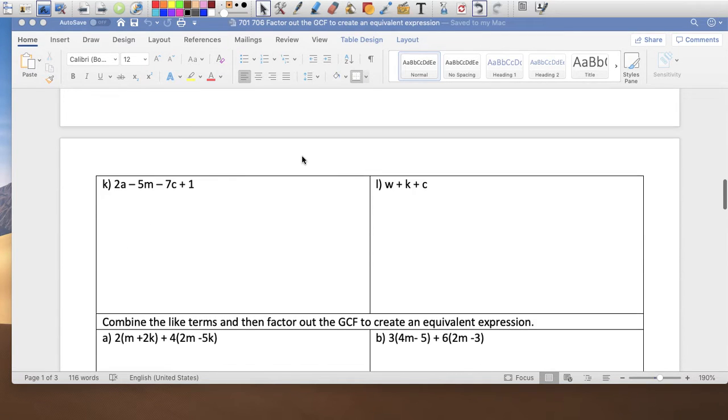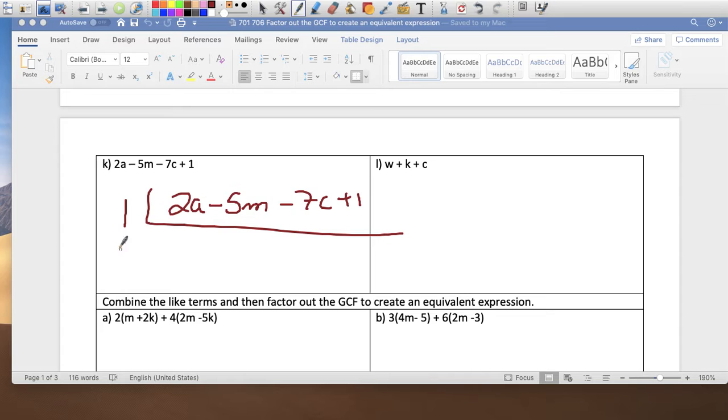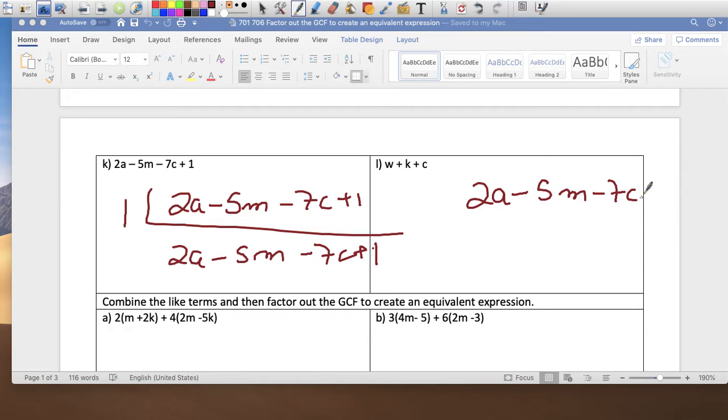Next page. Got 2 more. So for this one, you can already start seeing that there's nothing in common besides the 1. There's no number that will go into these besides 1. So you put just 1, right? And then you would copy all that down again. So it would be 2a minus 5m minus 7c plus 1. And you can put that in parentheses like that. If you like, you can put that 1, but completely unnecessary. So your final answer would have been just this.